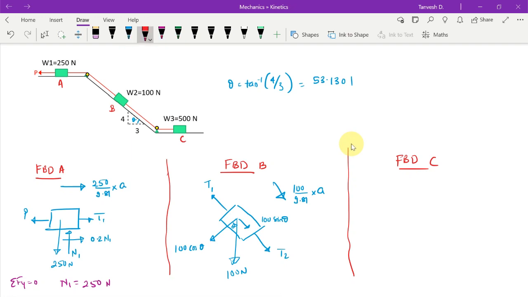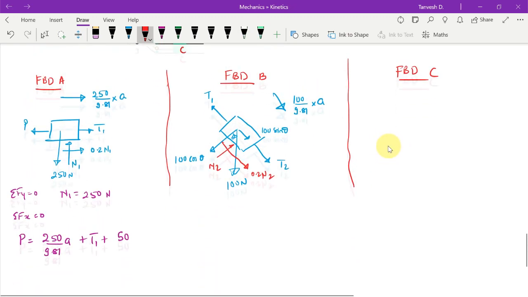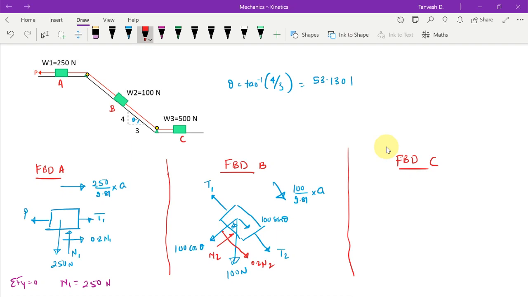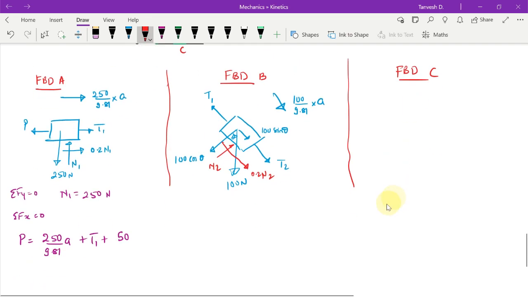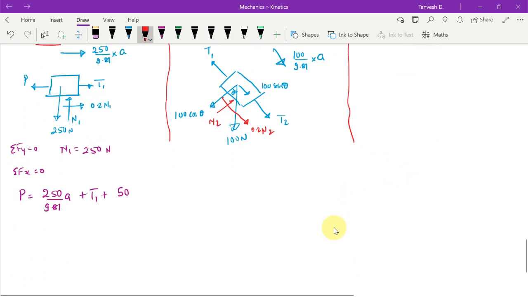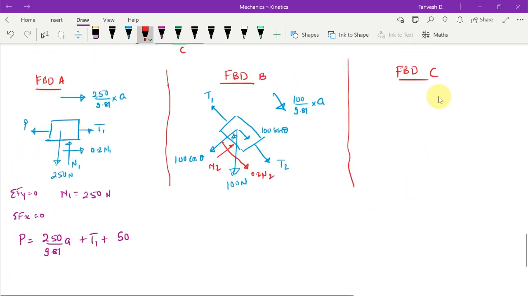And then there is going to be this normal reaction, which I'd say is N2, and since the movement is like this, the frictional force will be 0.2 N2, like this, correct? And in these kind of numericals, you don't have to keep all the bodies in one coordinate system only. You can orient the coordinate system according to those bodies, right? So let us do the summation Fy and summation Fx equals to 0 for this.